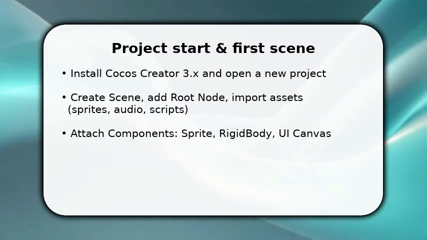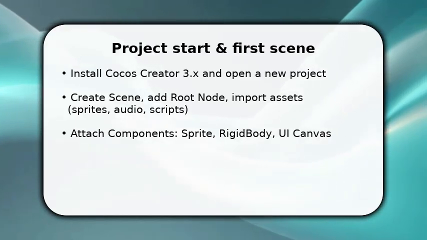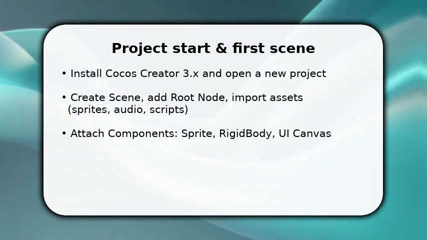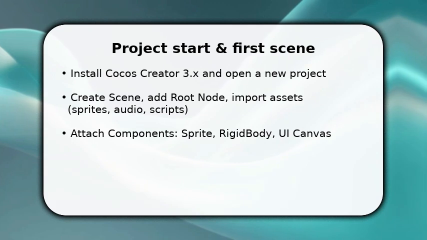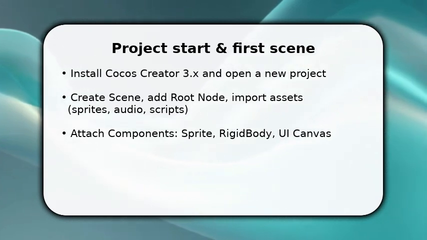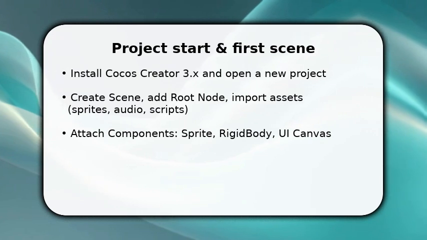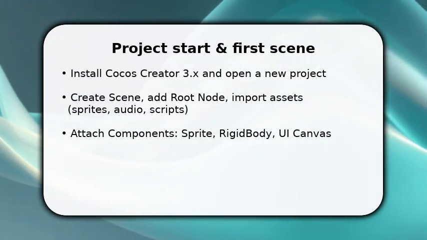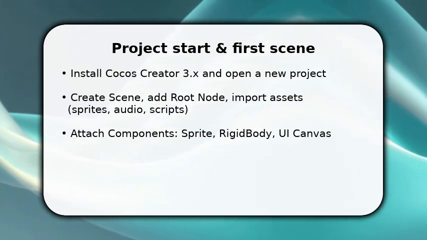Enjoy the video. You start by opening Cocos Creator and creating a new project. Then immediately make a scene and a root node so you can see results. Import your art and audio into the Assets panel and drag a sprite onto the scene. Once done, add essential components like sprite and rigid body to make the object visible and interactive.